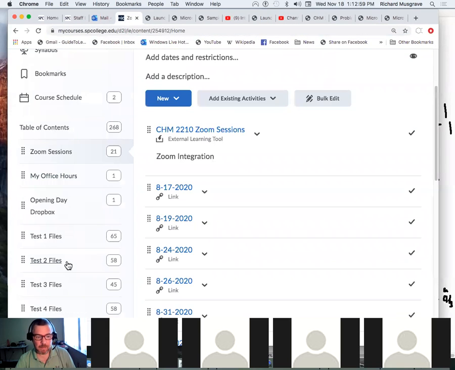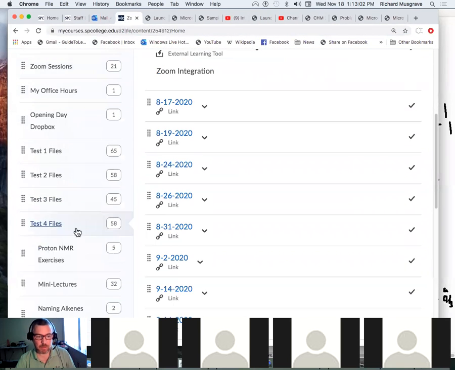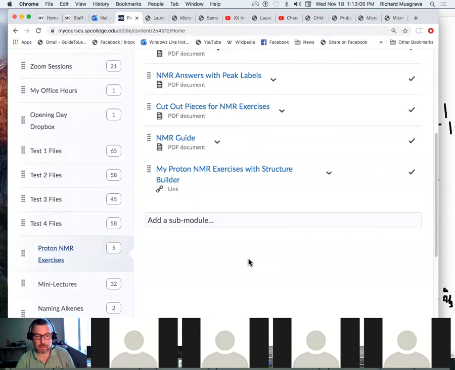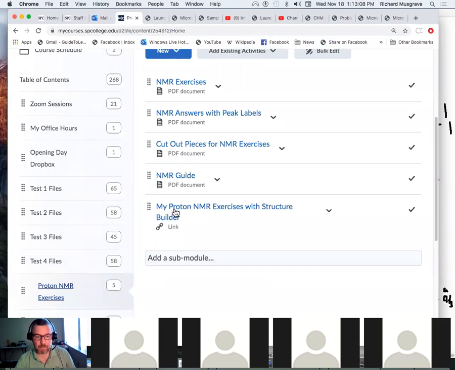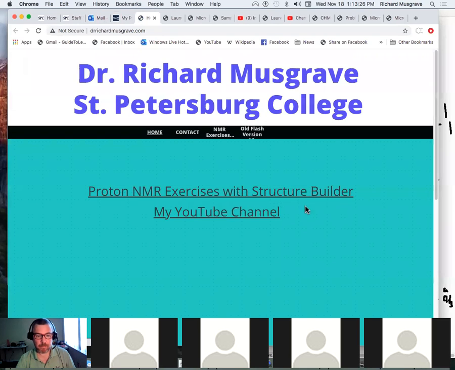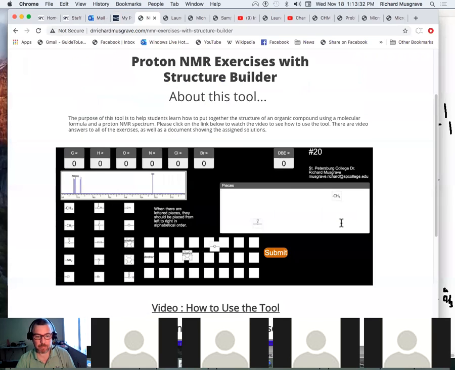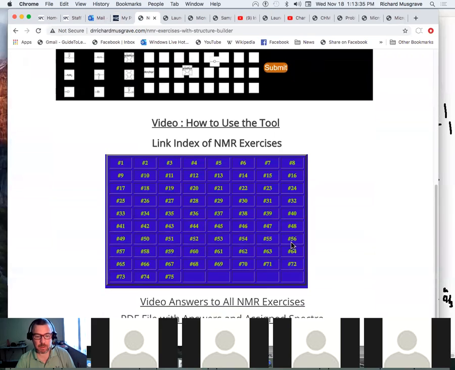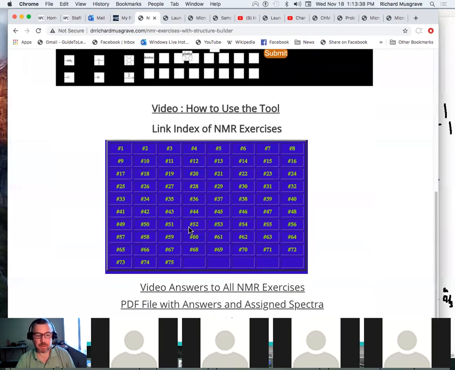Let's do this instead. Down here in the test 4 folder, I have this folder called Proton NMR Exercises, and the link I'm directing you to here is my Proton NMR Exercises with Structure Builder. It's a really good tool for understanding how to solve NMR problems. As far as I know, I'm the only one who's ever done this. There's a video on how to use it, and these are the 75 problems. I created 75 of these for you to work with.